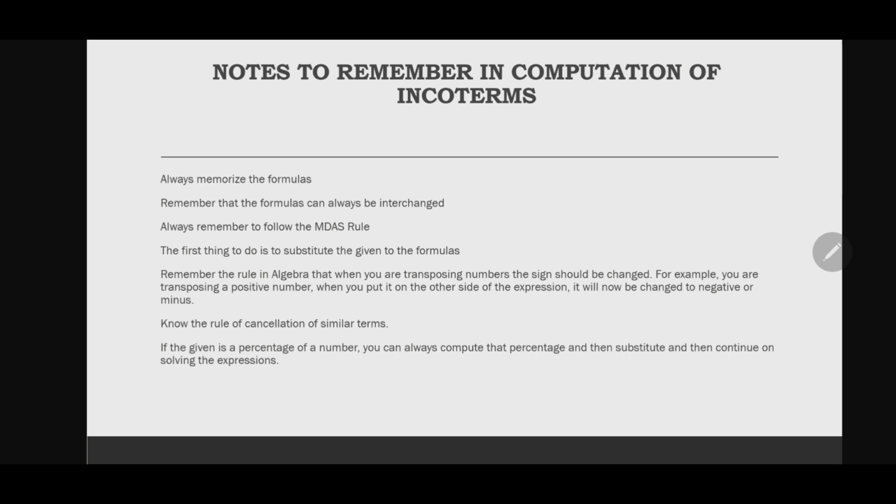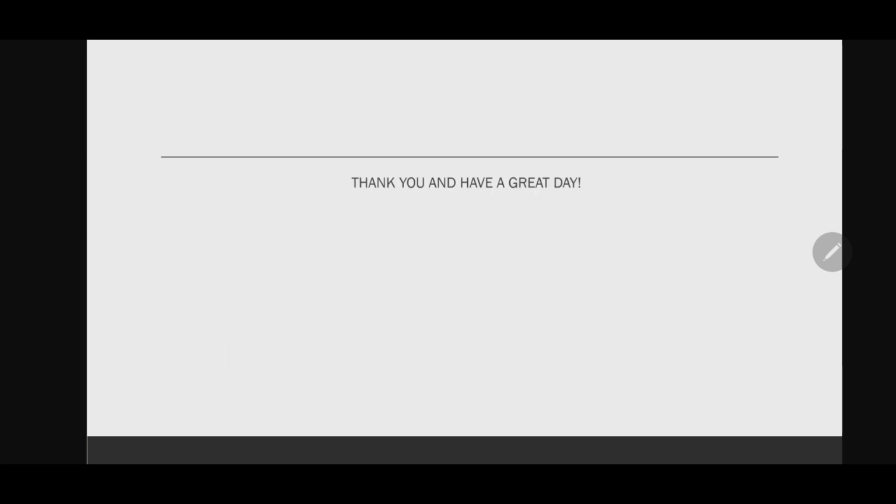You need to remember the rule in algebra that when you are transposing numbers, the sign should be changed. So for example, when you transpose a positive number to the other side of the expression, it will now be changed to negative or minus. You should also know the rule of cancellation of similar terms, and if the given is a percentage of a number, you can always compute the percentage and then substitute and continue solving your expression. So that's it, guys. And this video is also the end of my series in the computation of the Incoterms.